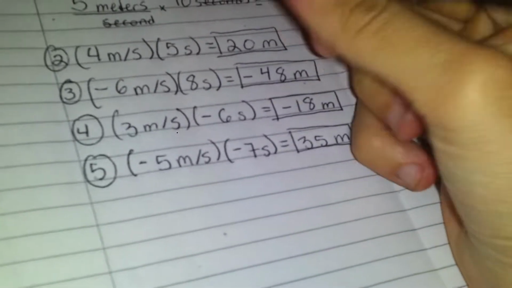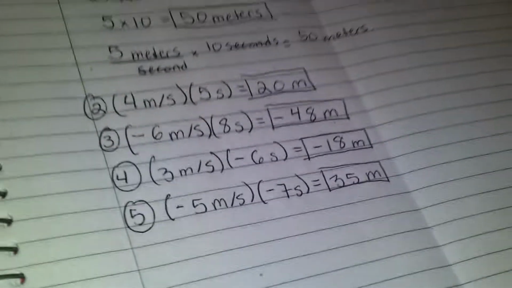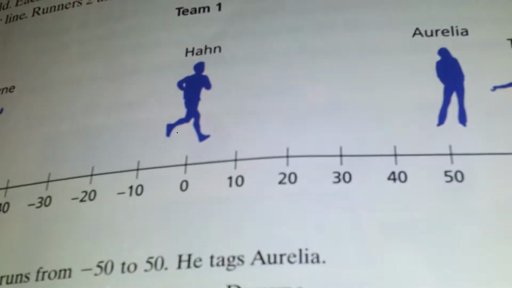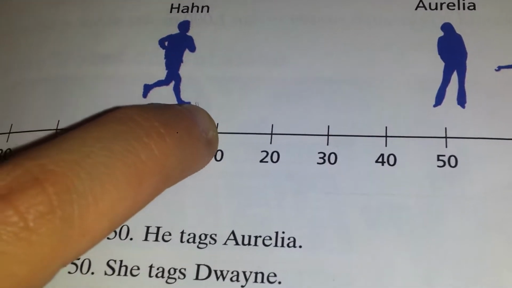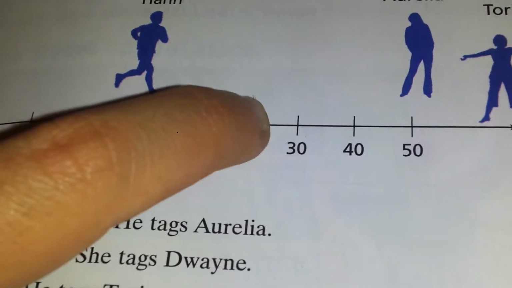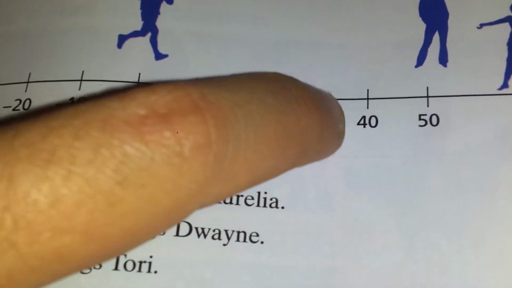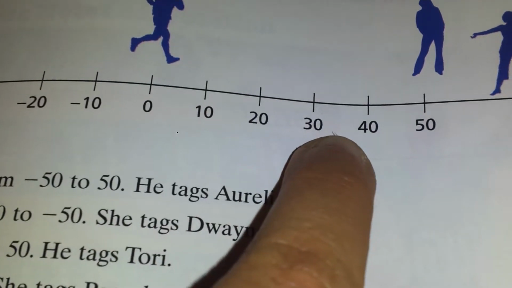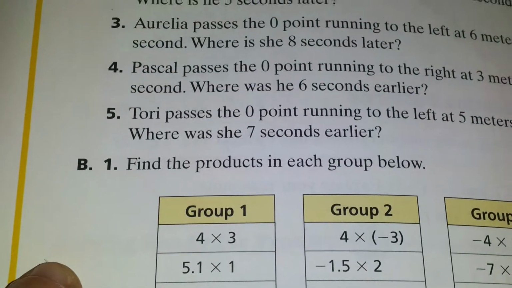This matches what we were thinking. She goes 5 meters every second, 7 seconds earlier. We can even count that over on our number line. 1 second earlier, 2 seconds earlier, 3 seconds earlier, 4 seconds earlier, 5 seconds earlier, 6 seconds earlier, 7 seconds earlier. Now my ugly finger is at 35, which exactly matches our answer. Let's see what else we have to do.